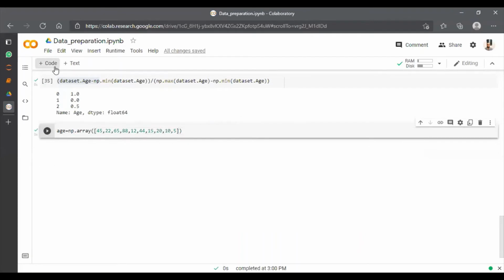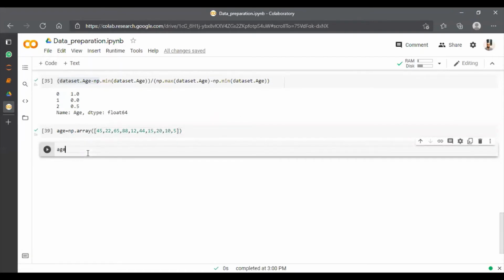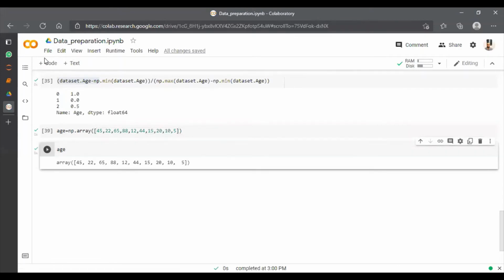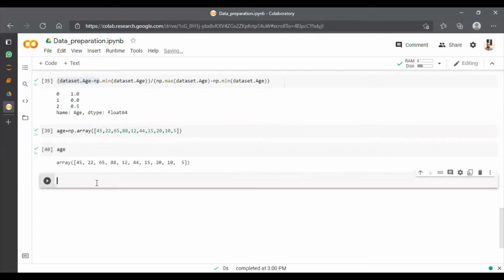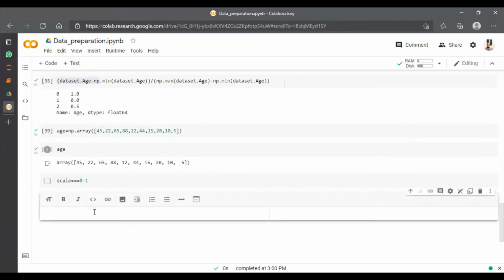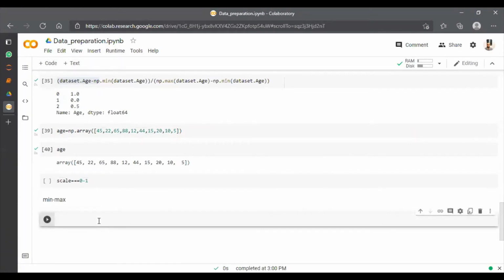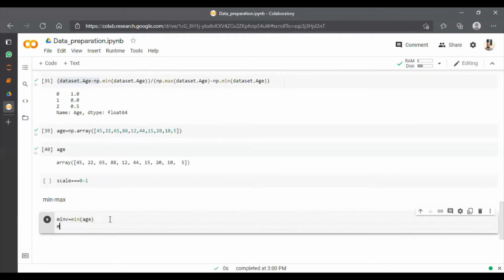Do you understand that? So we want to rescale this particular age into a scale of 0 to 1. That is what we call data scaling. One of the methods of scaling it is the min-max method, in which we determine the minimum and the maximum value. Is that okay? So the minimum value, we have the min of age, and the maximum value, max of age.